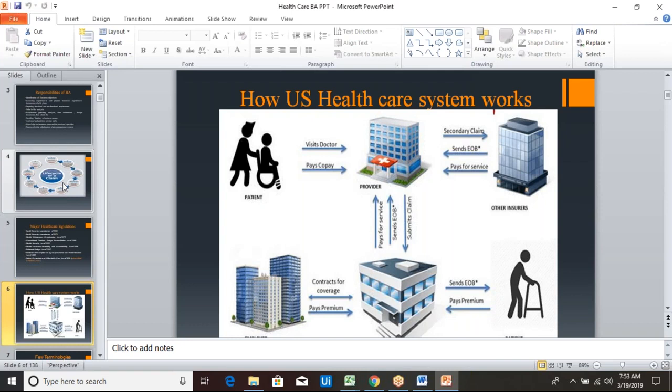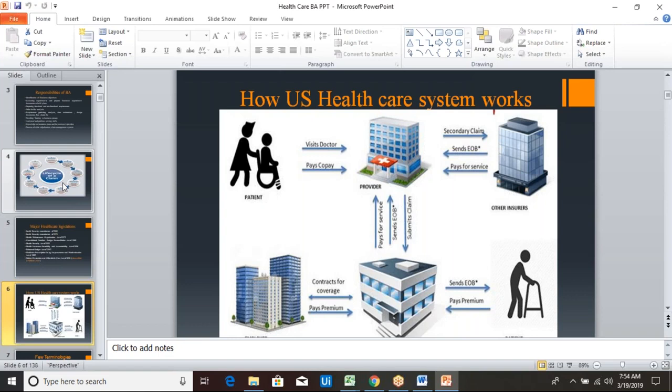If you have paid a high premium for insurance plans, you are allowed to meet any of the specialized doctors. Otherwise, you are not allowed to. So based on the kind of premium we are paying, and the kind of services those insurance plans offer, services will be provided to the patient.